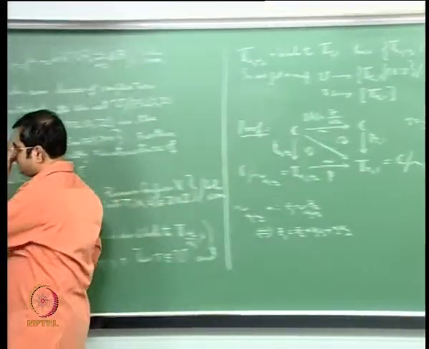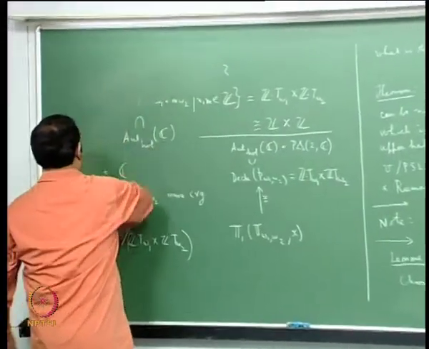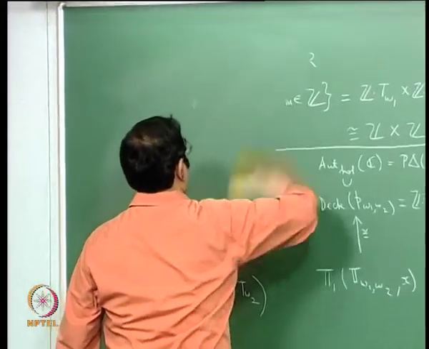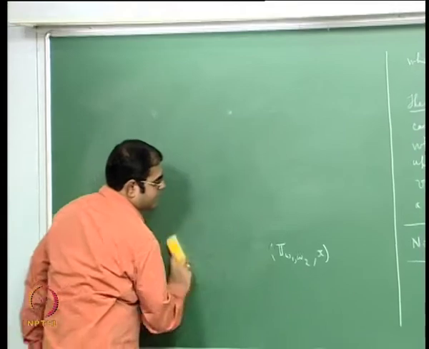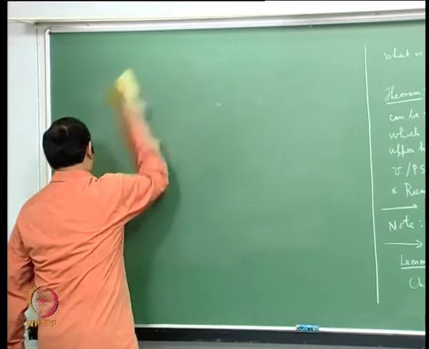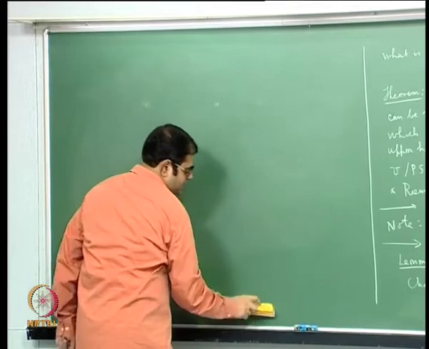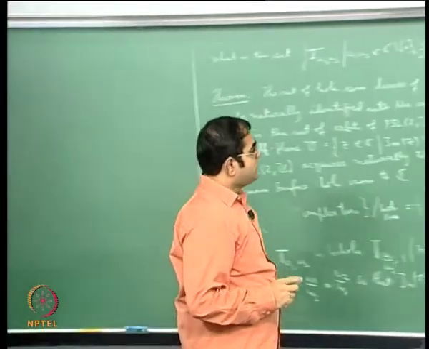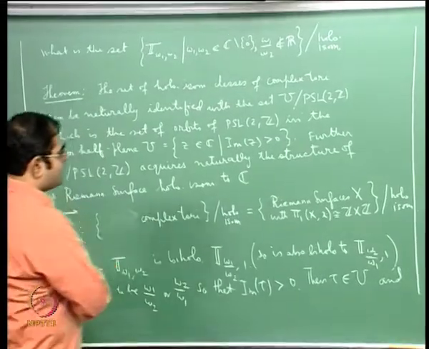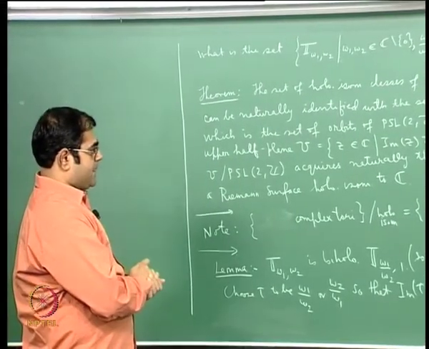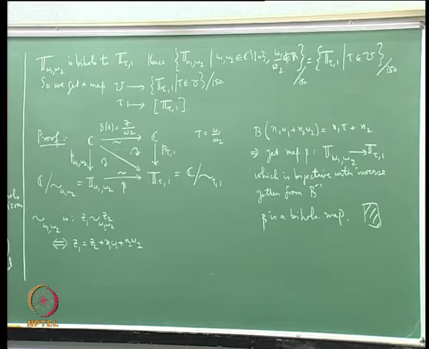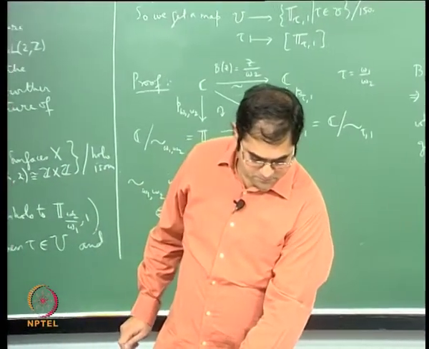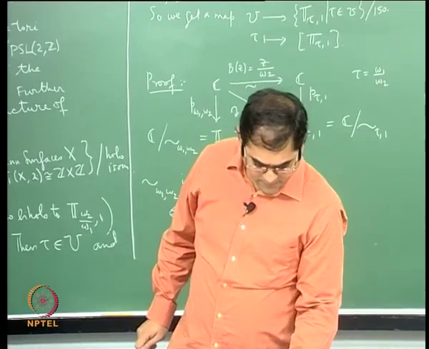Now let me go ahead and try to say that we get an identification of the set of isomorphism classes of these tori with U mod PSL2Z. So let me start the argument like this because I think it will be very ideal for the exposition.